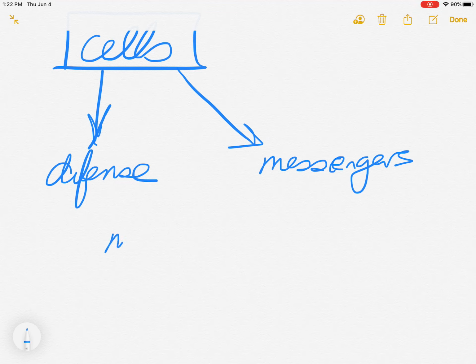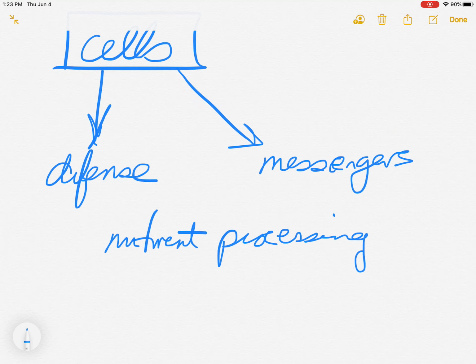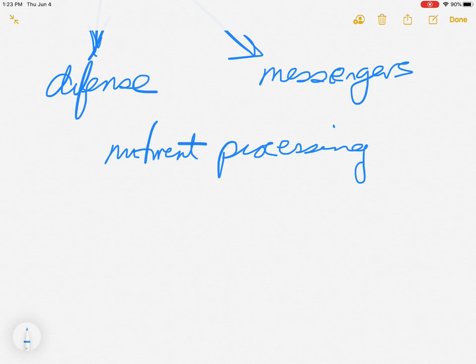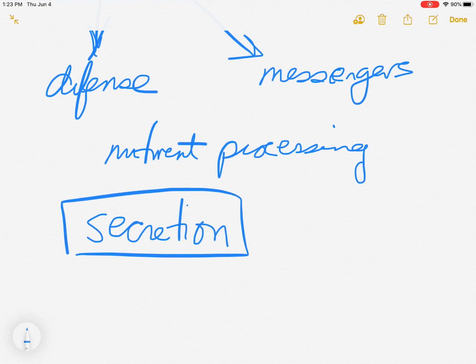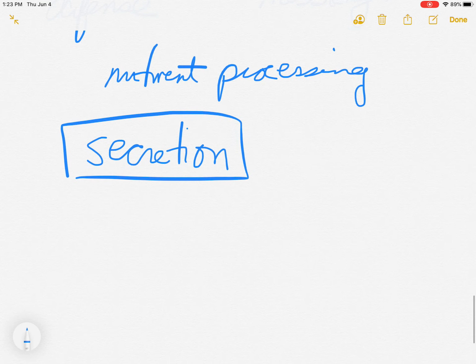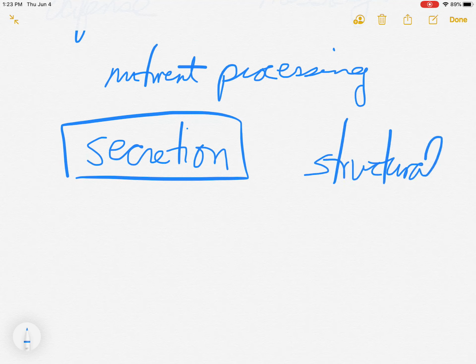So messengers, defense, nutrient processing, right? Absorption of nutrients and all of that stuff. Producing different bodily fluids, secretion of different bodily fluids that are necessary. Some cells do that really well. Liver cells do that really well. Some cells form structures like bone cells. They absorb calcium and they form complex structural elements. So you see, the cells are all picking different jobs.